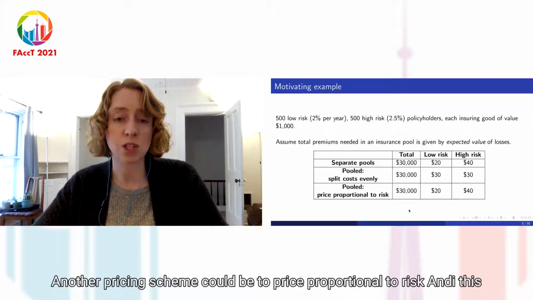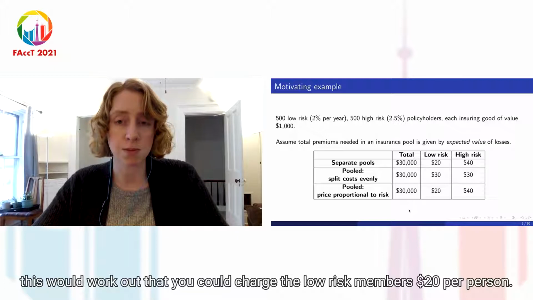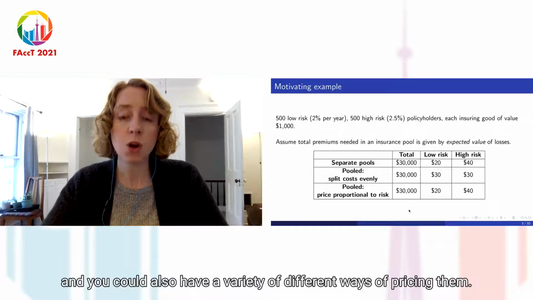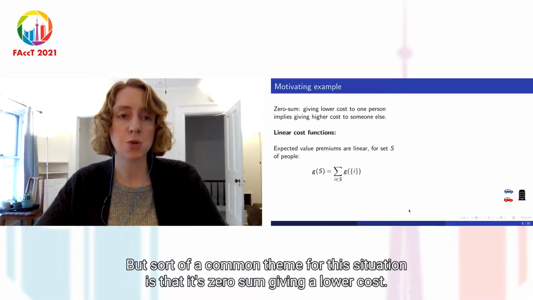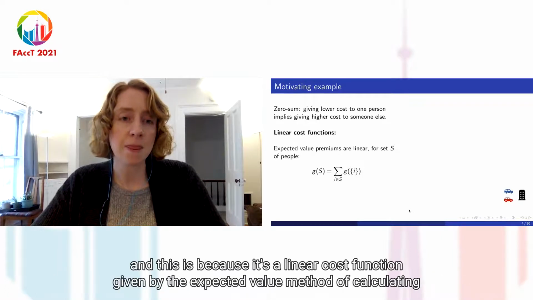Another pricing scheme could be to price proportional to risk. In this case, you could charge the low-risk members $20 per person, you could charge the high-risk members $40 per person, and have them still be pooled together. And you could also have a variety of different ways of pricing them. But a common theme for this situation is that it's zero sum. Giving a lower cost to one person means that you have to give a higher cost to somebody else. And this is because it's a linear cost function given by the expected value method of calculating premiums.